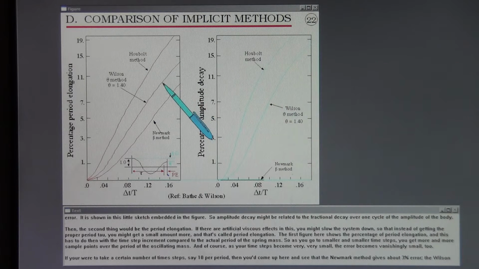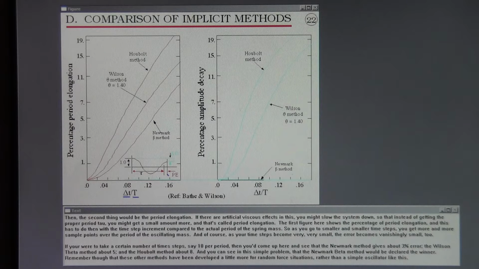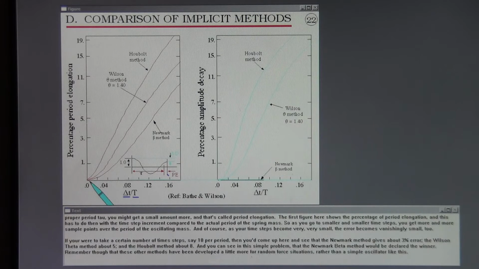Here shows the percentage of period elongation. And this has to do then with the time step increment compared to the actual period of the spring mass. So as you go to smaller and smaller time steps, you get more and more sample points over the period of the oscillating mass. And of course, as your time steps become very, very small, the error becomes vanishingly small too.